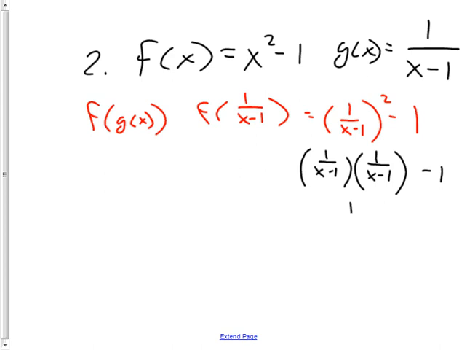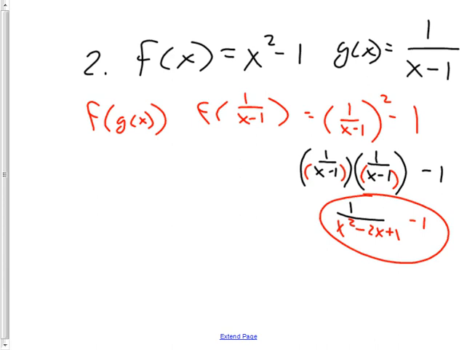Then 1 times 1 is 1 over x minus 1 times x minus 1. You got to FOIL this puppy. This times this: x squared minus 2x plus 1. And then I got to subtract 1. And from there, I'm going to give you mercy. Technically, we could get a common denominator, and then it'd get really, really long and painful. But at least I would want you to square that part out. Okay, so there, we're done.